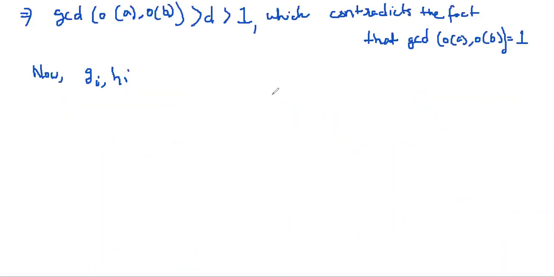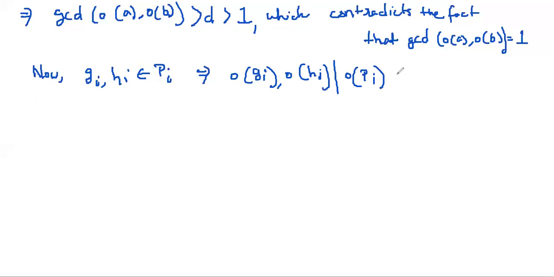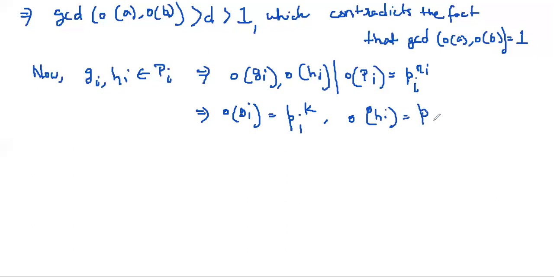Can we derive some information from this? Gi and Hi belong to Pi. So this will say that the order of Gi and the order of Hi should divide the order of Pi. Any element's order divides the order of the group. And what is this group's order? Pi power Ni, right? So the order of Gi is of the form Pi power k, and the order of Hi is of the form Pi power L, where both k and L range from 0 to Ni.